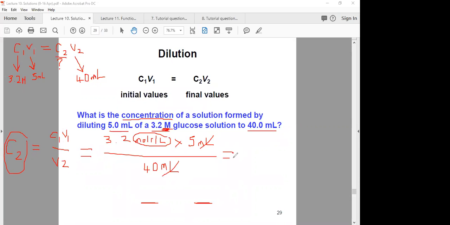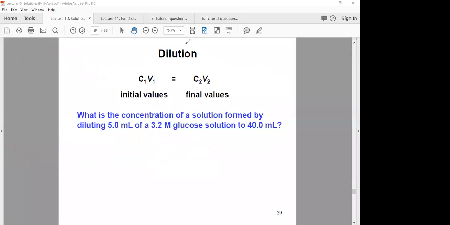So what was your final answer there? What did everyone get? 0.4 molar. Did everyone get the same? Yep. 0.4 molar. Yes? Okay. Good. All right. That's terrific. So just some more revision for you there.